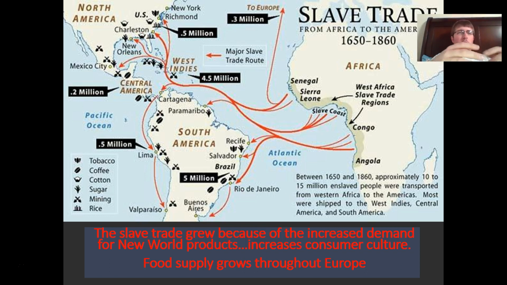So look at all of those goods, as the key tells you there, which are brought back to Europe to develop your consumer culture. Tobacco, coffee, cotton, sugar, rice to a degree, mining for precious metals. All those things are transferred over to Europe at the top of your screen up there to help develop their consumer culture. It doesn't happen without the growth of the slave trade. And of course, you know the Middle Passage. You've seen depictions of that. You've seen movies depicting it.